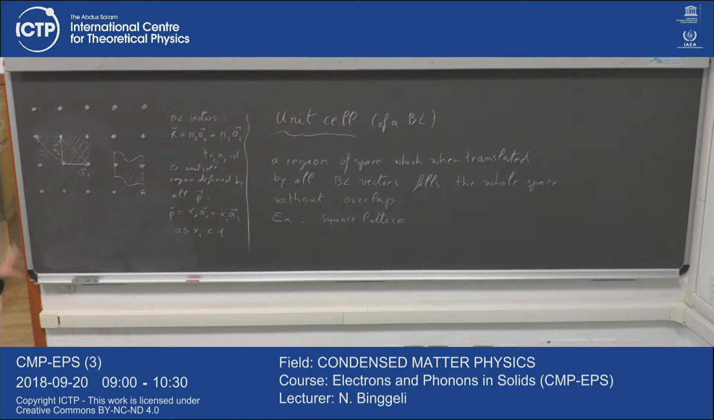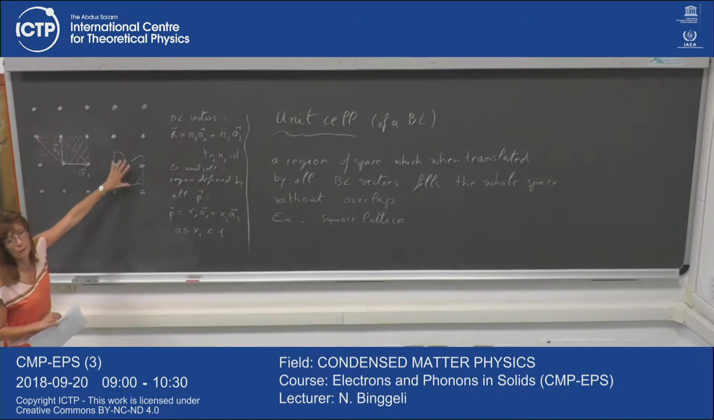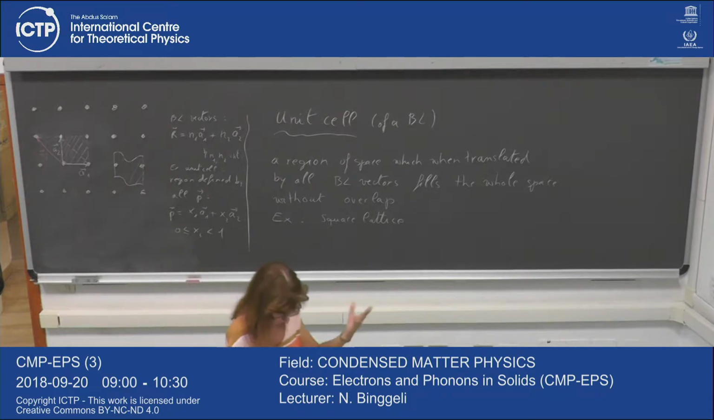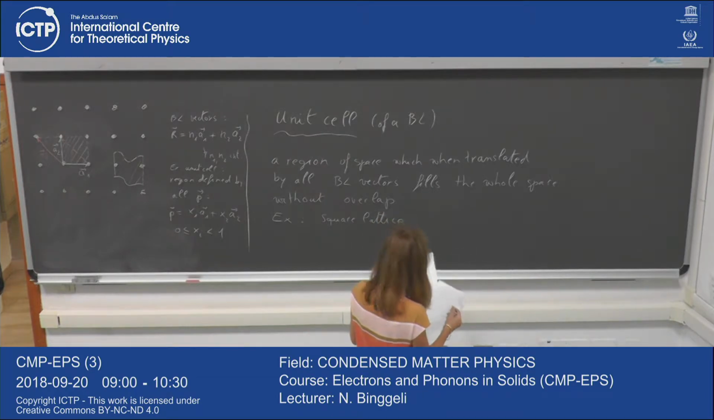Now, there is something in common, of course. There is a one-to-one correspondence between the volume, or in two dimensions, the surface of the unit cell and each point of the Bravais lattice. So this is some invariant, that is, the volume of the unit cell remains the same. But apart from that, the shape, the length in one direction, there is a lot of possibilities. Okay, so this is for the unit cell of a Bravais lattice.